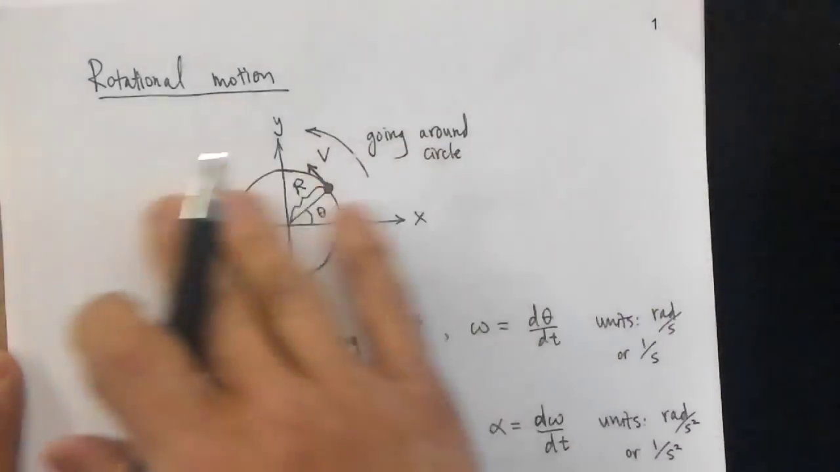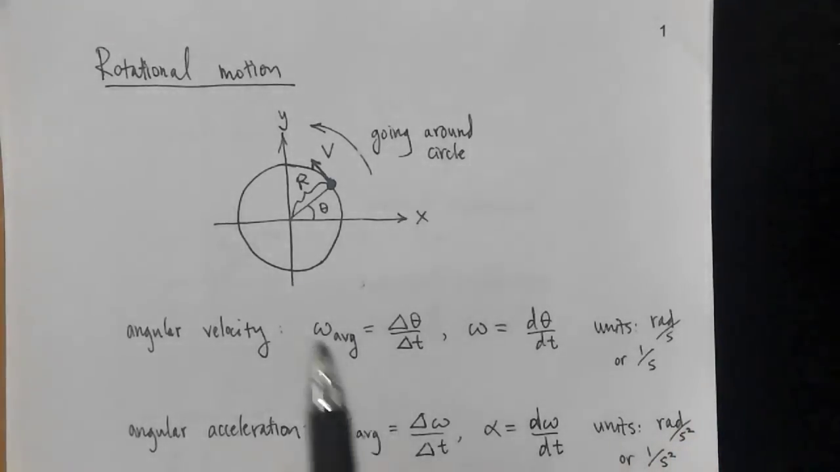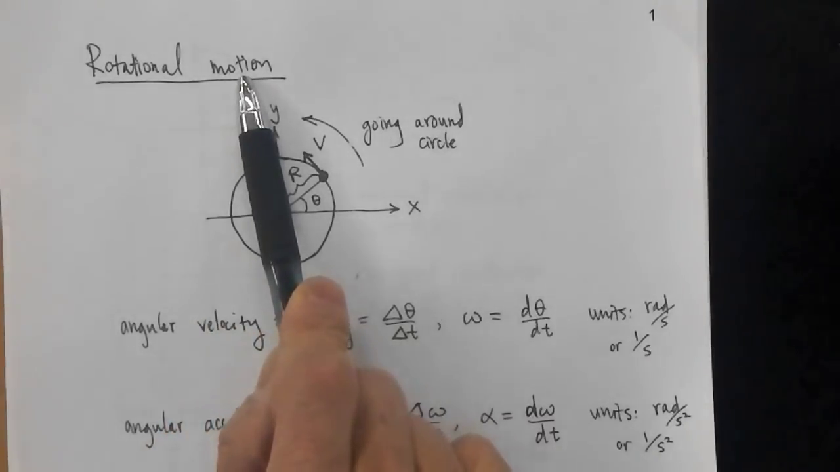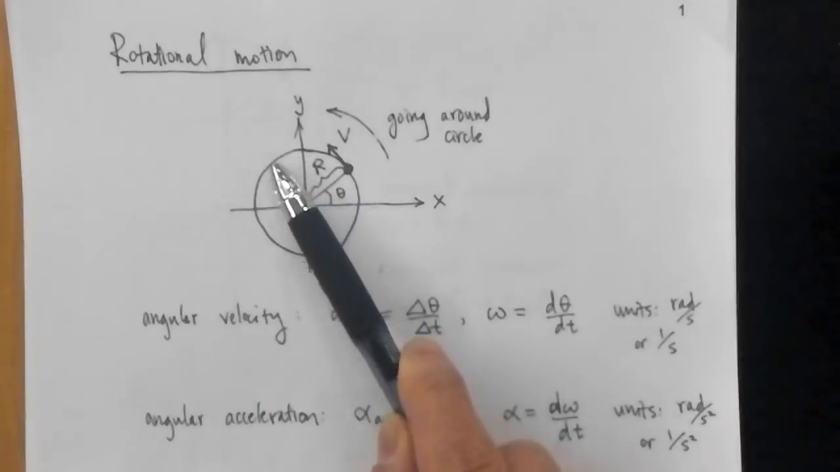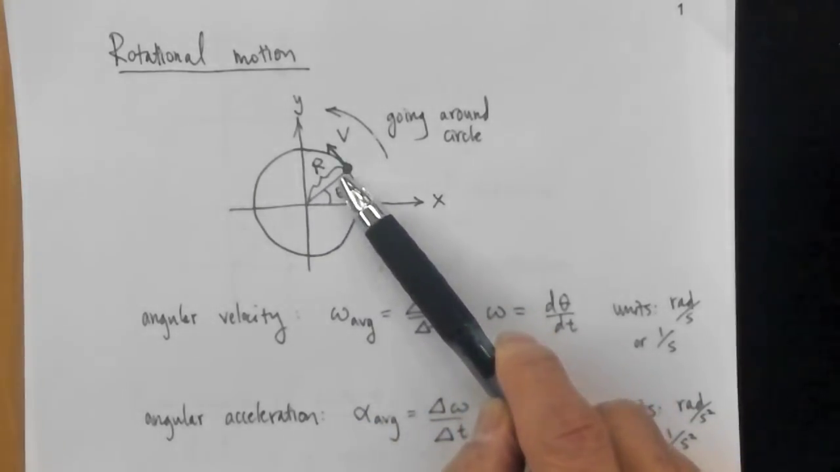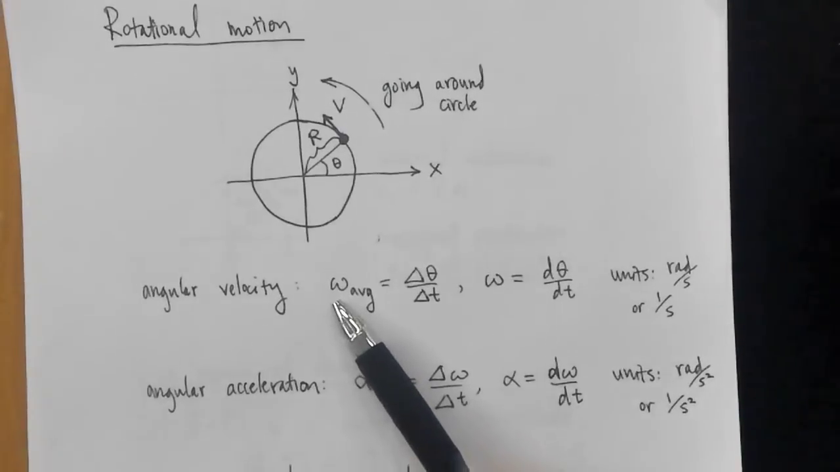Okay, so this is the review. I'm not going to rewrite the notes. I'm going to go through it, but all the PDF files for the notes are on the D2O website. So we're talking about rotational motion. We think about an object going around a rim here, and the radius of the circle is capital R. The angle is theta. Then we can talk about angular velocity.